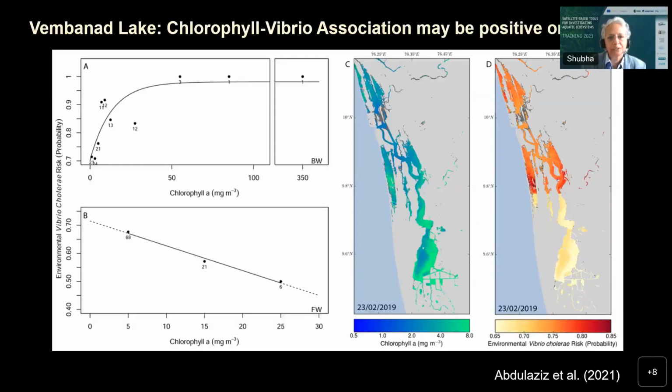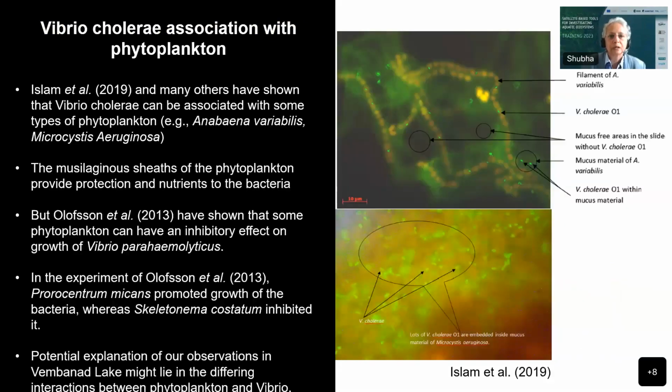But here was another surprise for us. When we looked at the relationship between Vibrio cholerae bacteria and chlorophyll concentration, we found that in some parts of the lake that we were studying, the relationship was positive. There are about a couple of hundred observations summarized here. And in the other part, the relationship was negative. So what could explain this observation?